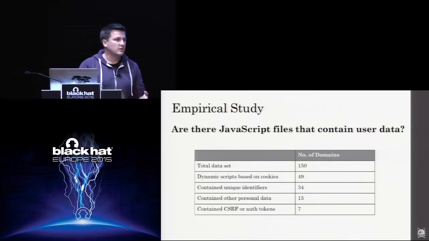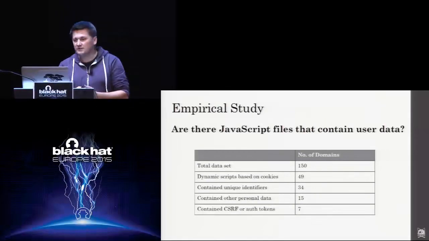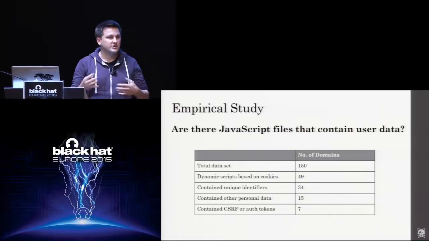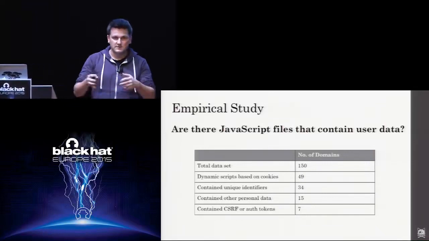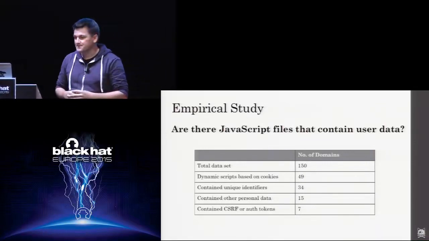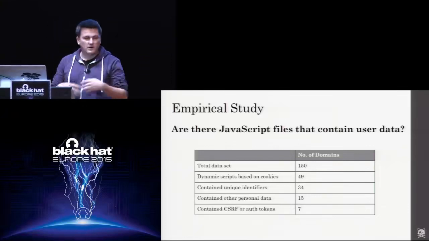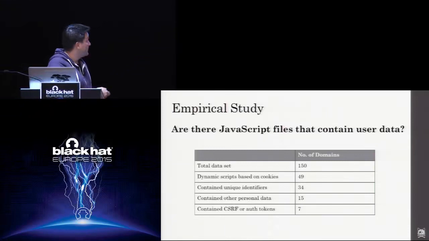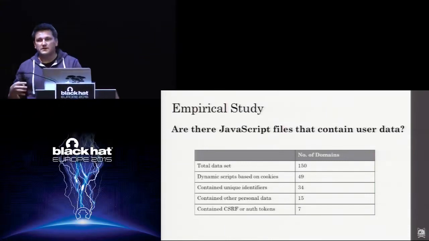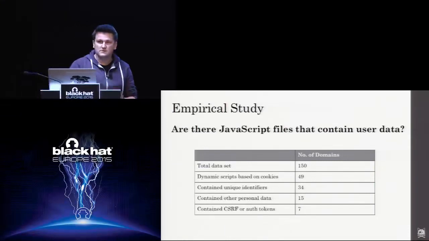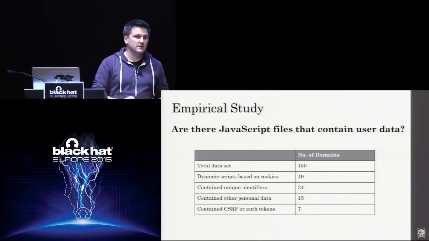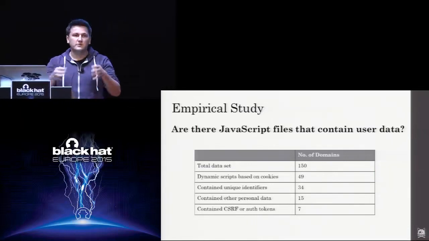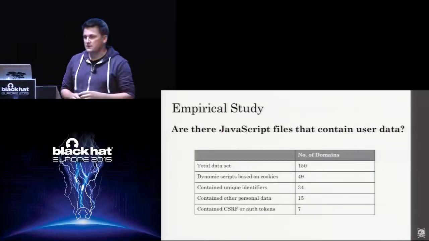So we investigated 150 pages, and we found out that 49 of the pages had some kind of dynamic generation of scripts, so dependent on the user session state. And we manually looked at these 49 files, and we found out that 34 of those files contained unique identifiers of the users. So there was an email address or an account ID or a full name and a birth date, something that uniquely identifies you as a user.